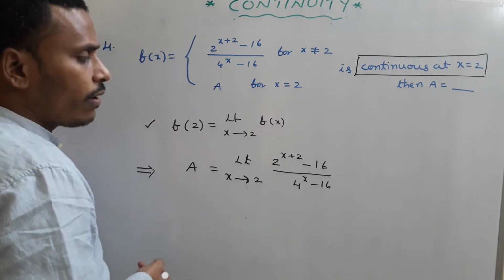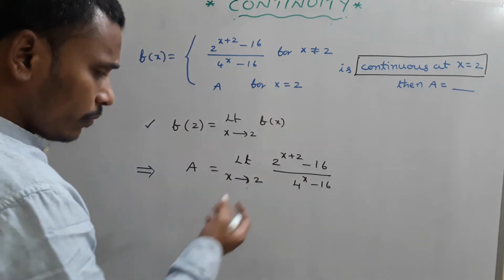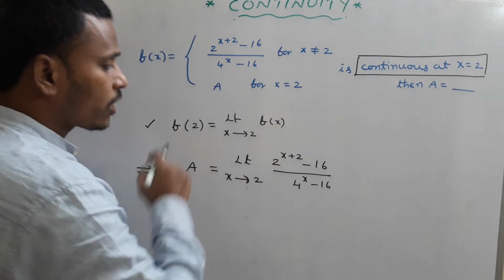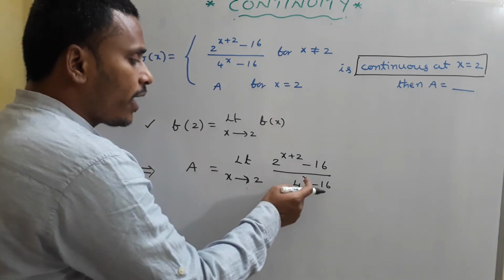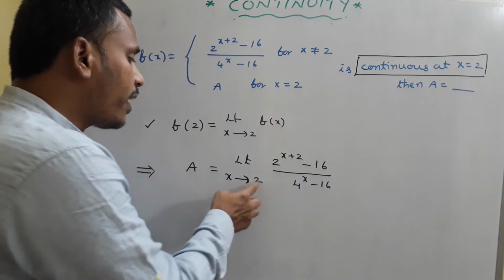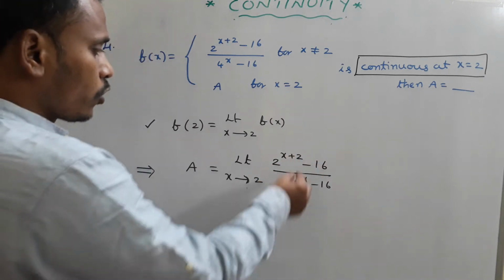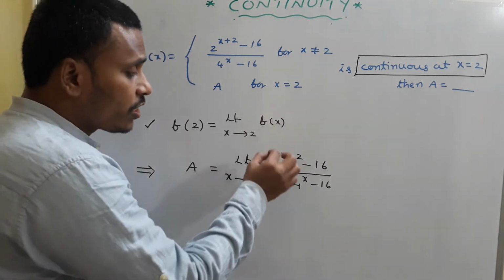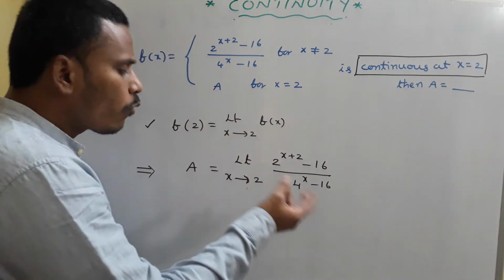Okay, so we have a formula, right? (a^x - 1)/x. So what do we need to do? When you directly substitute x with 2, what will happen? When you directly replace x with 2, 4 squared is 16, 16 minus 16 is 0. Whereas when you replace 2 in the numerator, again it is 2^4, 16 minus 16, 0. So this is the 0 by 0 form.